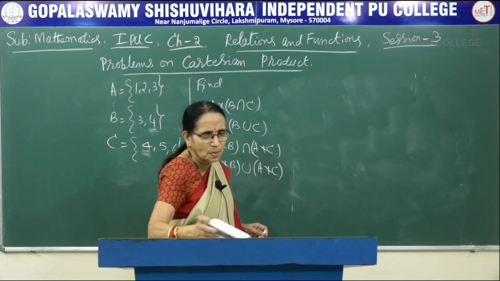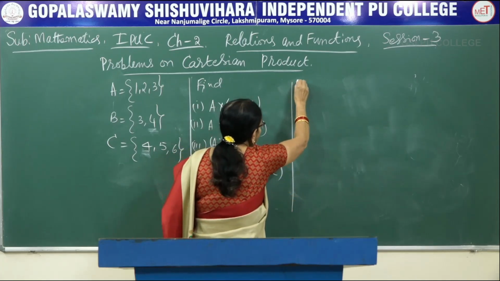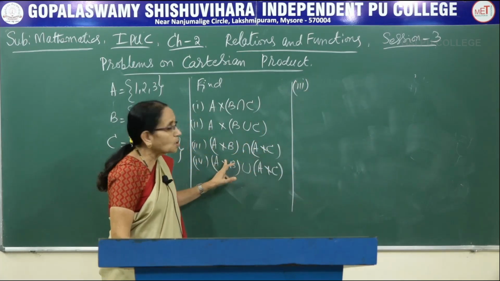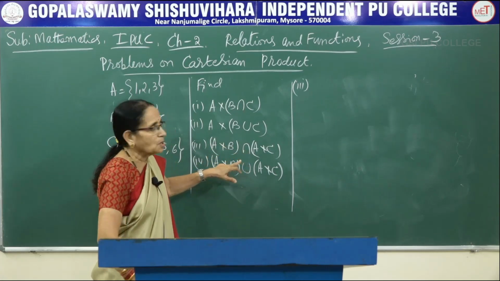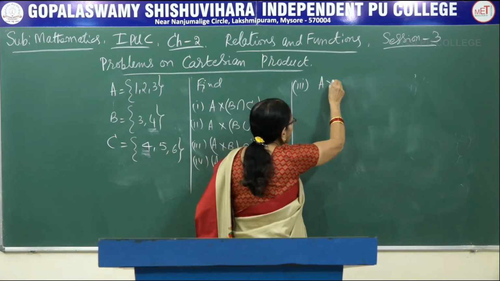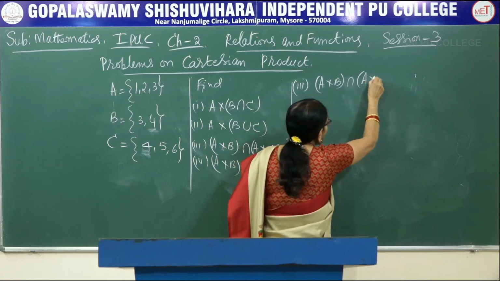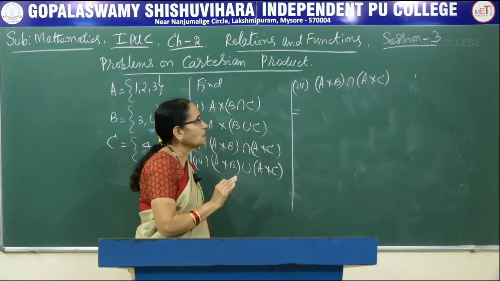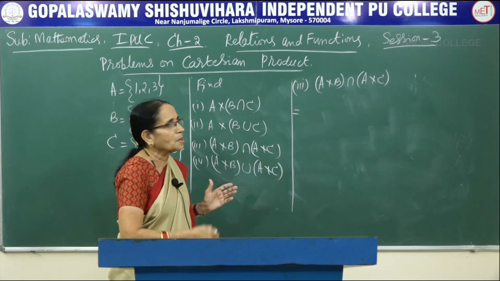Now let me move on to the next one. Third one, be careful. In the beginning we are considering the Cartesian product, then we are taking the intersection of that. A cross B, first let me write that one: A cross B intersection A cross C. First we will write the elements of A cross B and A cross C, then take the common elements.